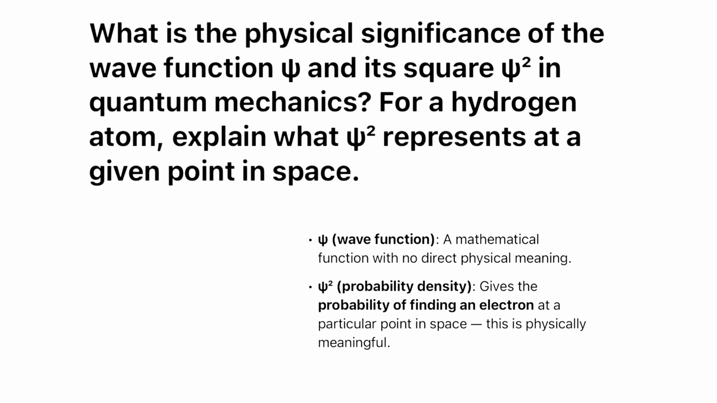See, check. The wave function psi does not have any physical significance. Remember it, okay? Now, what is psi square? It has physical significance. It gives the probability of finding an electron at a particular point in space. Clear? So it is physically meaningful. Regarding hydrogen, what does psi square represent? Same. It gives the probability of finding an electron at a particular point in space around the hydrogen nucleus.